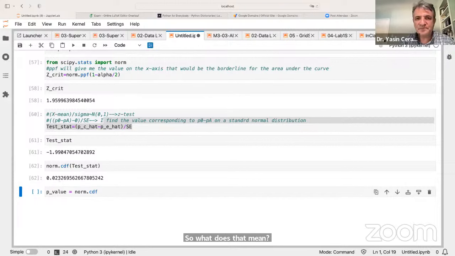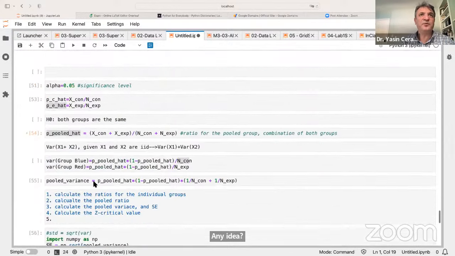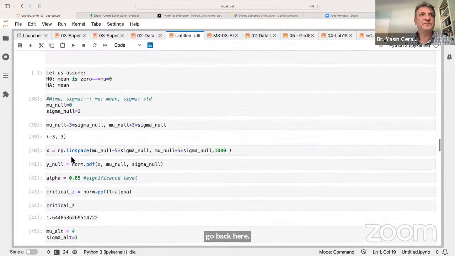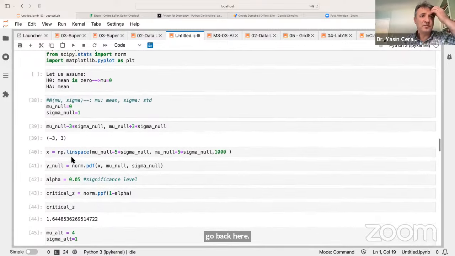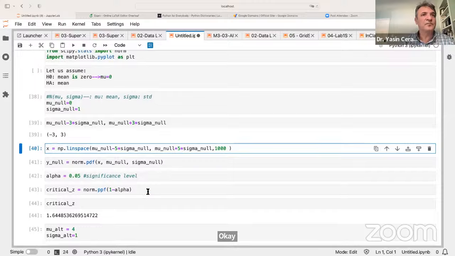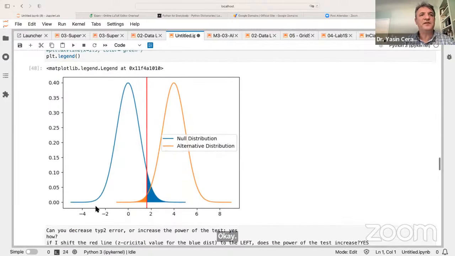Any idea? That's the area. Very good. So this is the area. So if I go back here, actually, if I go back here, where do you think?